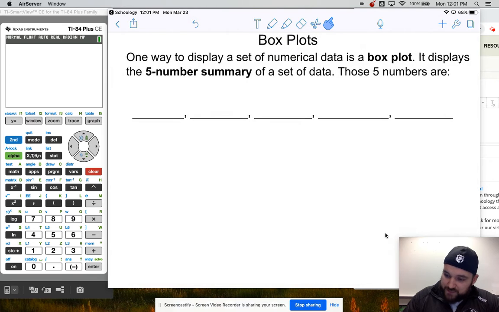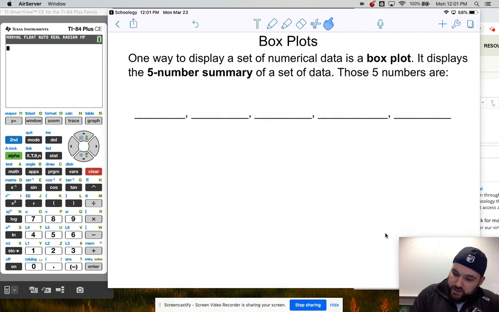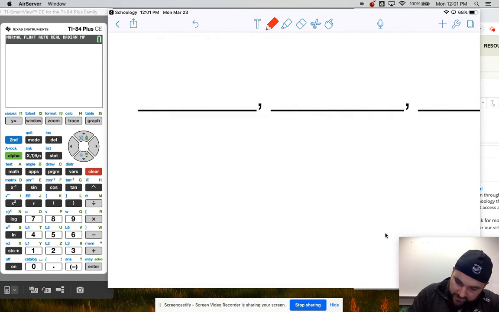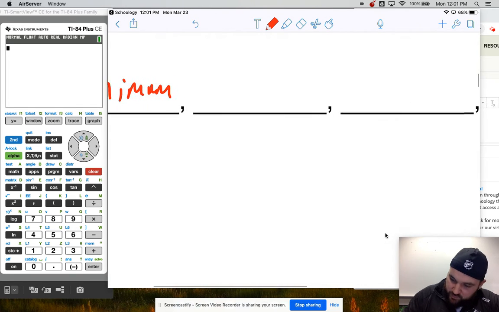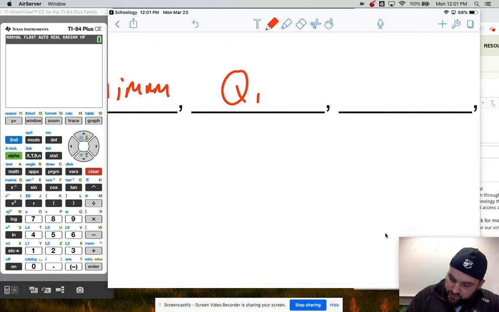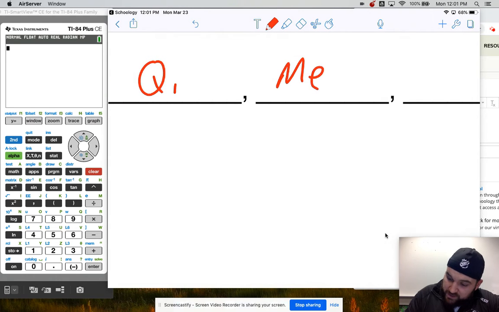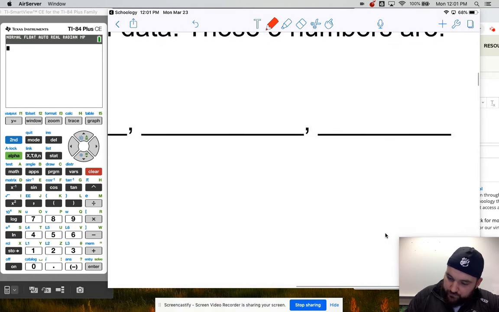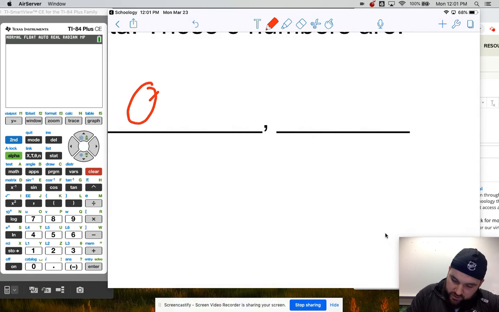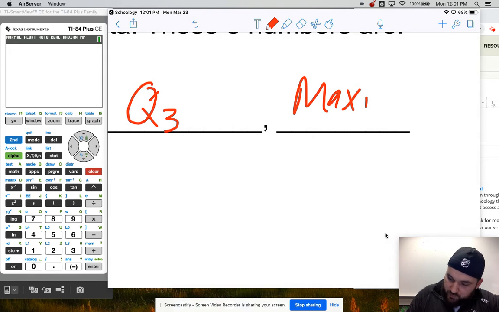All right. So, box plot. We talked yesterday about the 5-number summary. Minimum is the first number. Then we have Q1, or the first quartile. Then we have the median, which is the middle of the data set. We have Q3, which is the median of the upper half. And then we have the maximum.